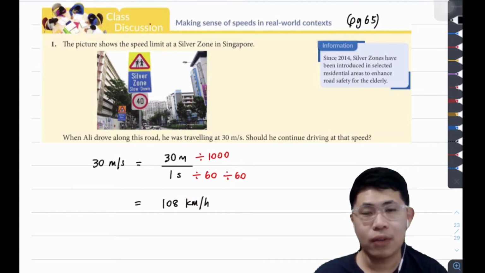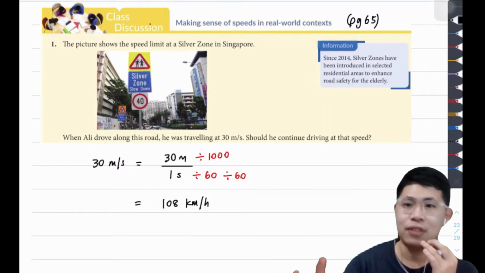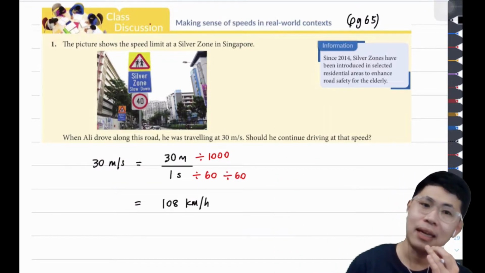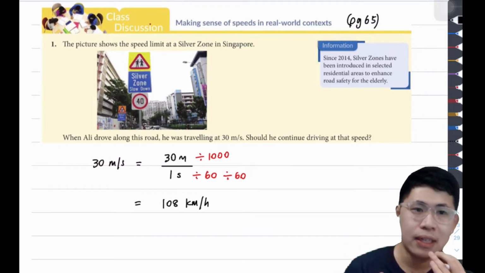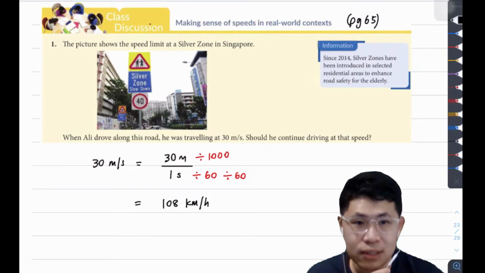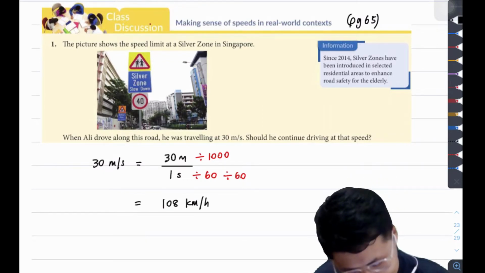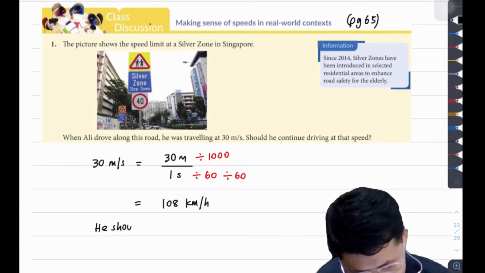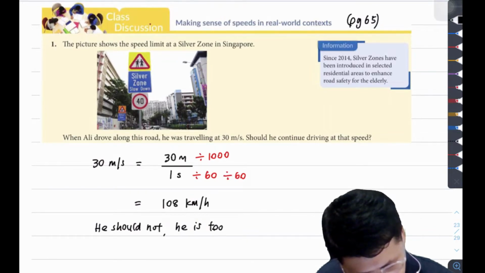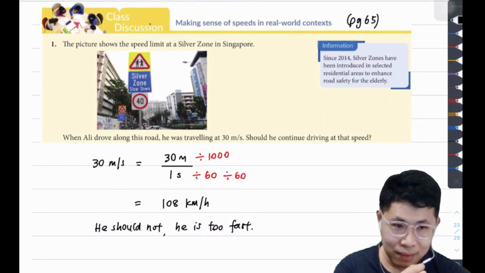very fast. Okay, so the thing that you need to take note is, even though the number itself is 30, and you compare it to the sign over here which is 40, it does not mean that it is 40 meters per second. We have to convert it to the same units for us to compare and contrast, and to see that actually there's a difference. So for this case, it will be very fast. So the answer is he should not. He is too fast. So this ends our question 1.